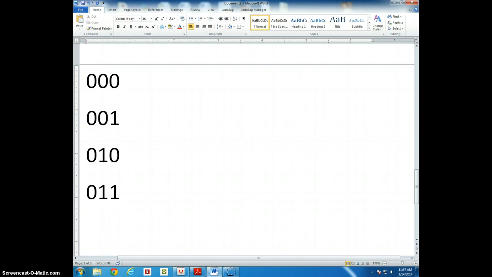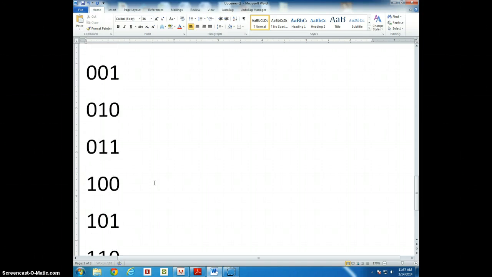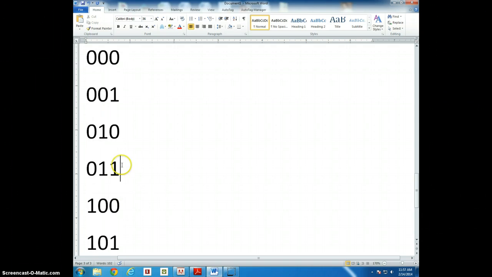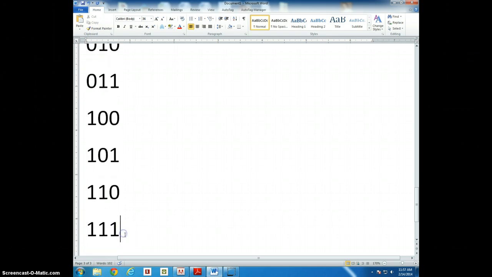4 would be the 4 column, and then 0, 0. And 5 would be 1, 0, 1. 6 would be 1, 1, 0. And we could continue on, and we'd go all the way to 7. And then 7 would be 1, 1, 1. And then we would just double check. Do we have 8 values? 1, 2, 3, 4, 5, 6, 7, 8. So we start at 0, and then we end up at, in this case, 7.